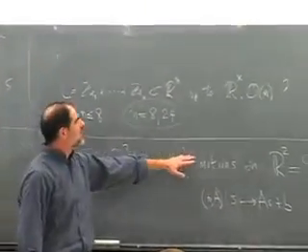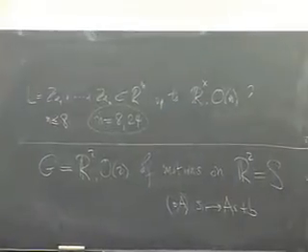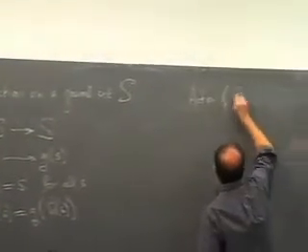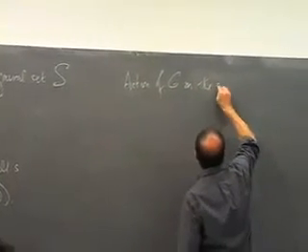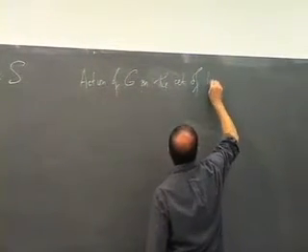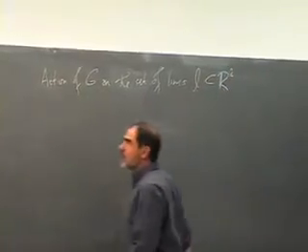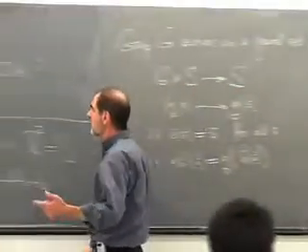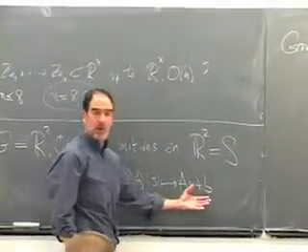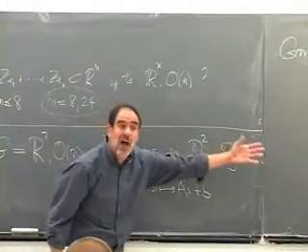But we could take different sets here. We could also take the action of G on the set of lines L in R2. Because if you act on the points of R2 by the group of motions, it preserves lines. This action takes the points on the line to another line.